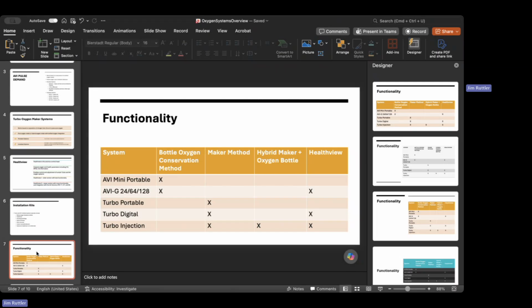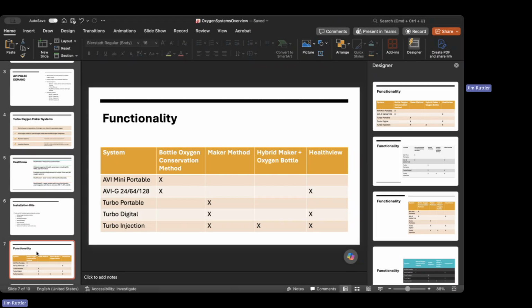I quickly prepared this presentation. It should say 15,000 feet for 2 people or 18,000 feet for 1 person for the Turbo Digital. Turbo Injection, you can go to 25,000 feet. That's due to the fact that with the training and equipment, once the maker reaches its limit of what it can produce, it switches over to the oxygen bottle system and enhances the flow out of the cannula line. It can support flow rates of more than 5 liters a minute.